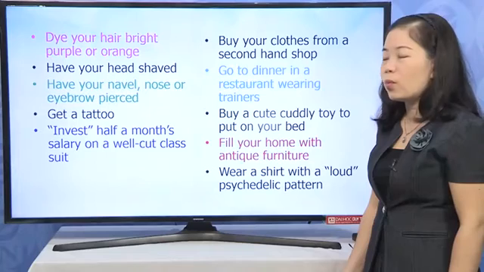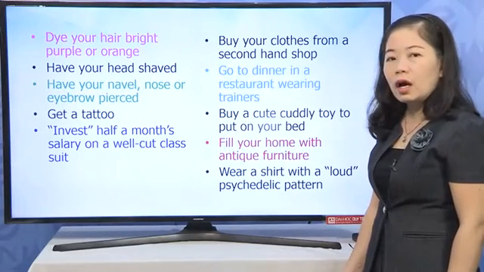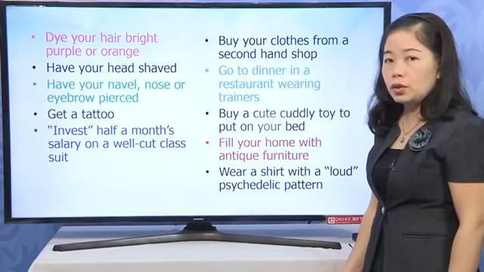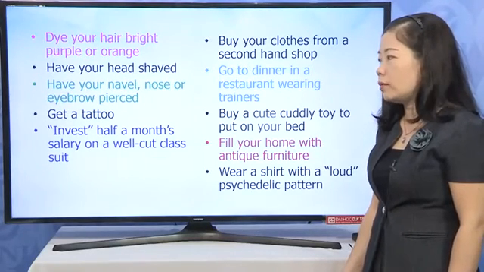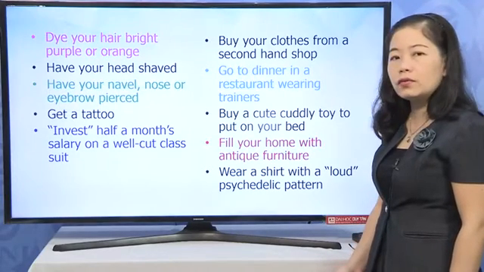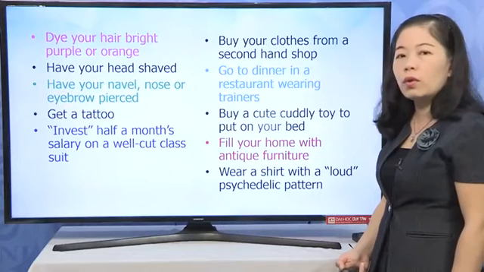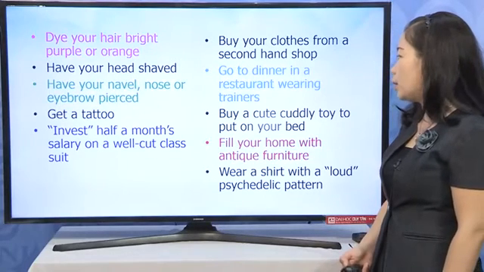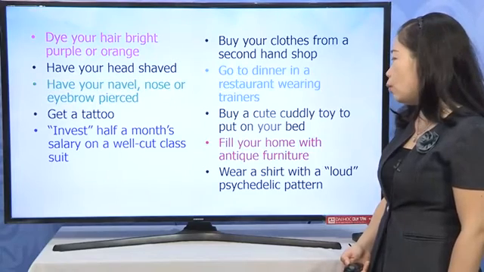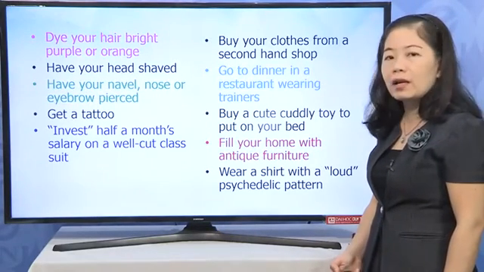You dye your hair bright purple or orange. Have your head shaved. Have your navel, your nose or eyebrow pierced. Get a tattoo. Or invest half a month's salary on a well-cut class suit. Or you buy your clothes from a second-hand shop. Go to dinner in a restaurant wearing trainers. Buy a cute, cuddly toy to put on your bed. Fill your home with antique furniture. Wear a shirt with a loud, psychedelic pattern.